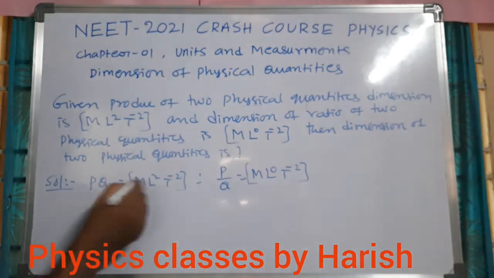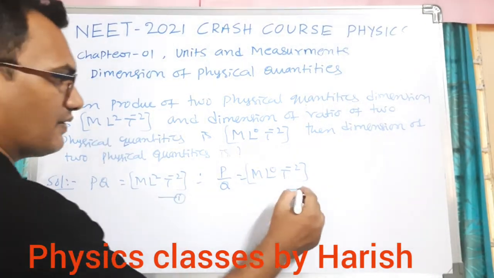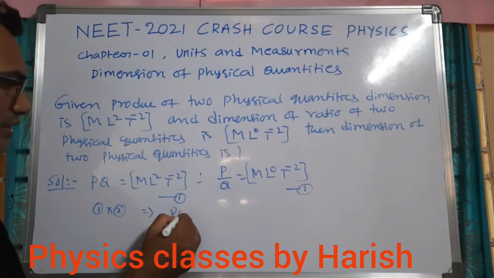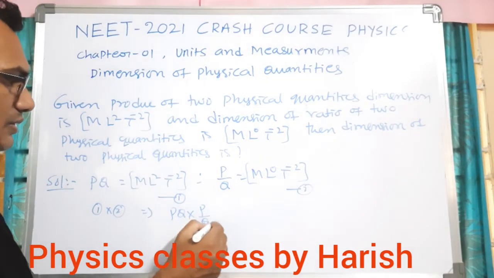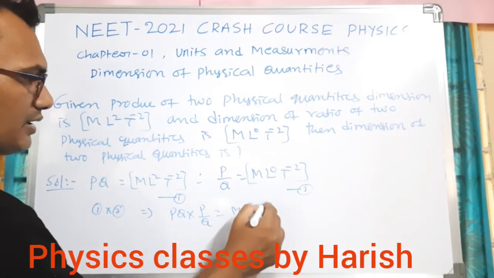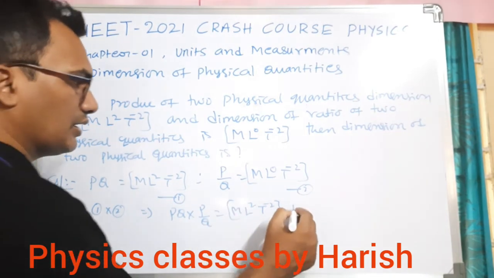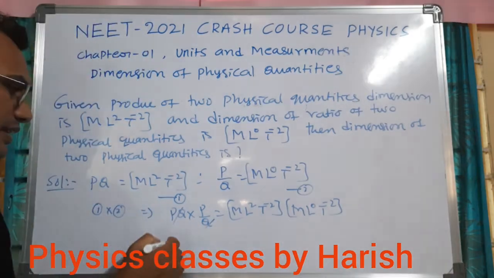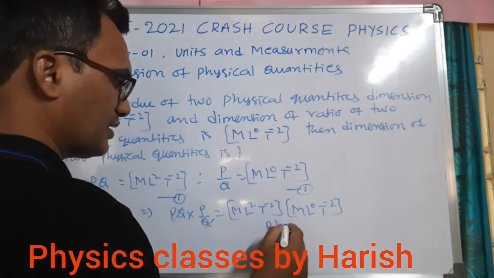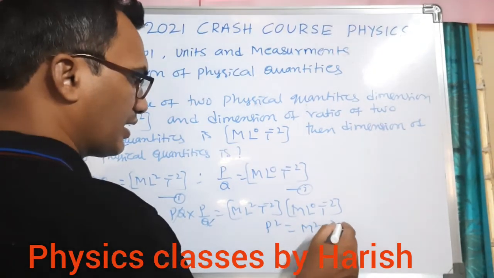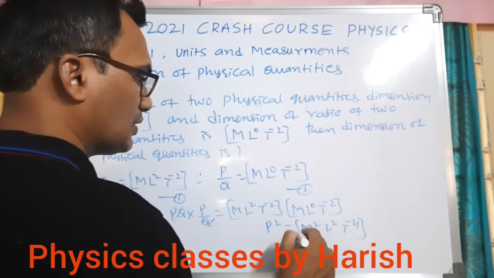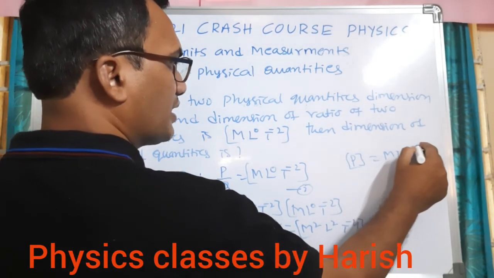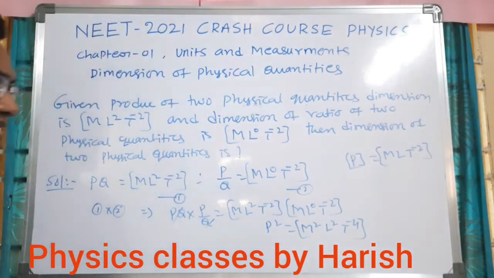This is equation 1 and this is equation 2. Multiplying 1 into 2, we get PQ into P divided by Q is equal to M L square T minus 2 into M L0 T minus 2. So this Q will be cancelled. Finally we get P square is equal to M square L square T minus 4. So the dimension of P is M L T minus 2.